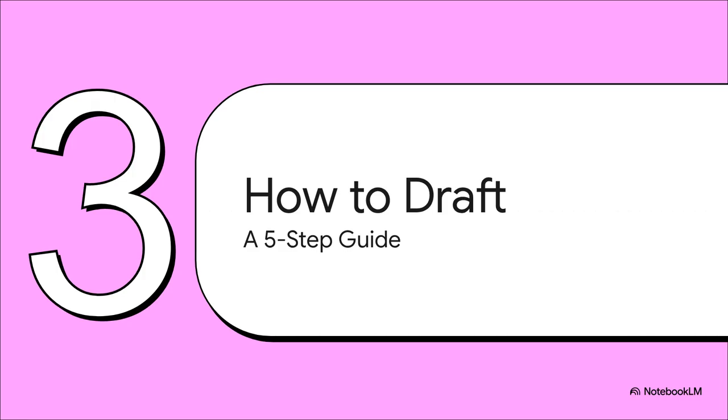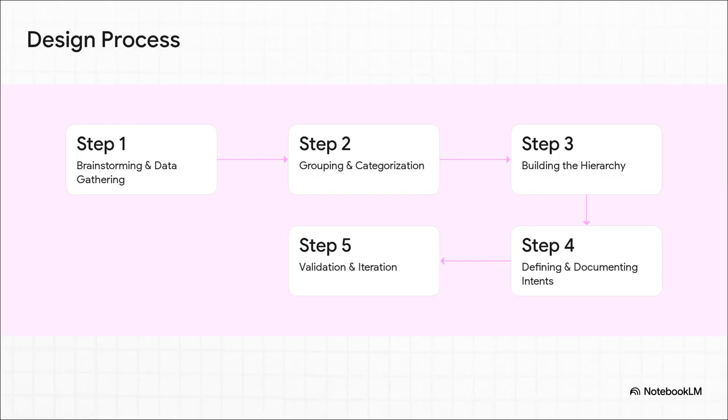All right, so now that we're all on board with why this is so critical, let's get into the fun part. Let's get our hands dirty. Here's a practical, five-step guide to actually creating your own intent taxonomy. This is our roadmap. It's a really straightforward but super powerful process. We start by gathering all the raw material, the data. Then we organize it into logical groups. After that, we build out the structure, document everything clearly, and finally, we test, refine, and repeat.